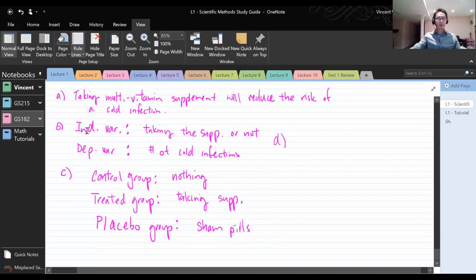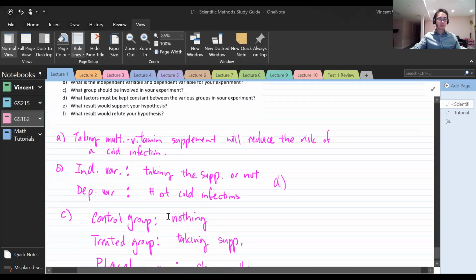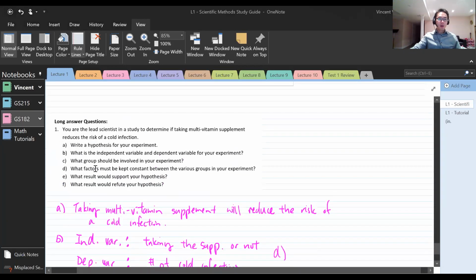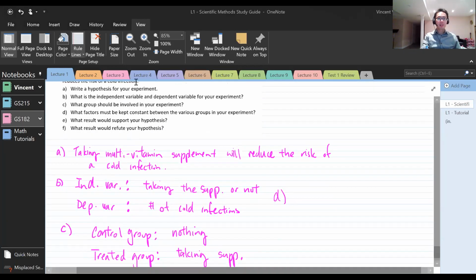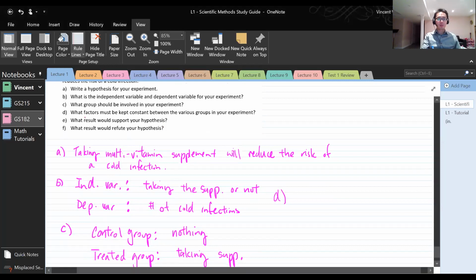Part D, what is the Part D question asking? What factors must be kept constant between the various groups in your experiment? Pay attention here, because there is a question in the lab that involves this concept, and I want you to understand what I'm talking about. These factors that must be kept the same, we call them standardized variables. These are things that could change, but we want to keep them the same.